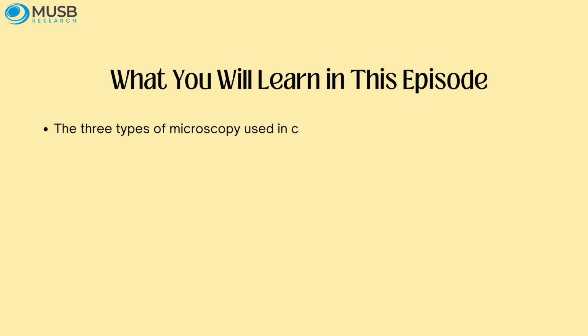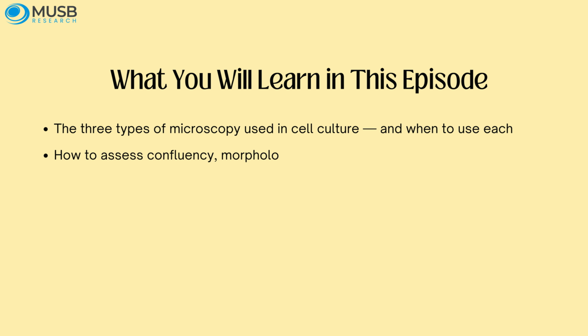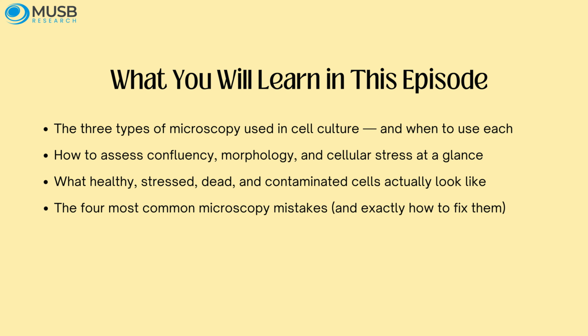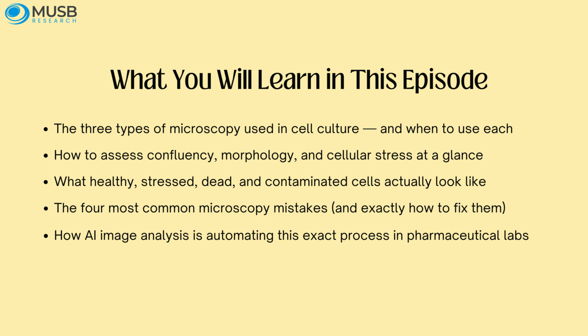What you will learn in this episode: the 3 types of microscopy used in cell culture, and when to use each. How to assess confluency, morphology, and cellular stress at a glance. What healthy, stressed, dead, and contaminated cells actually look like. The 4 most common microscopy mistakes, and exactly how to fix them. How AI image analysis is automating this exact process in pharmaceutical labs. If you have ever said, "The cells looked fine," and written nothing else in your lab notebook, this episode is your intervention.